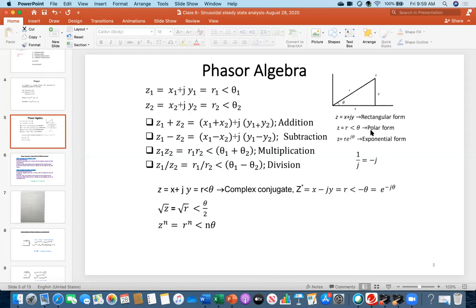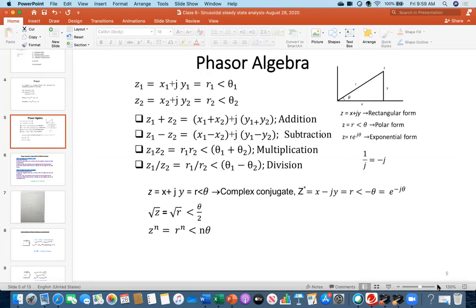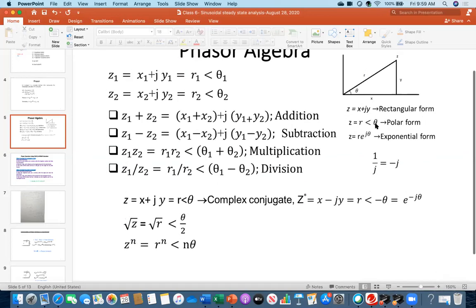Next, you can express this in polar format. Can everybody see? So Z is r at angle theta, because this angle is theta and this magnitude is r. Or in exponential form, you can express Z as r e to the power j theta. This means you can express this representation in any of the forms. All are the same thing: rectangular form, polar form, or exponential form.